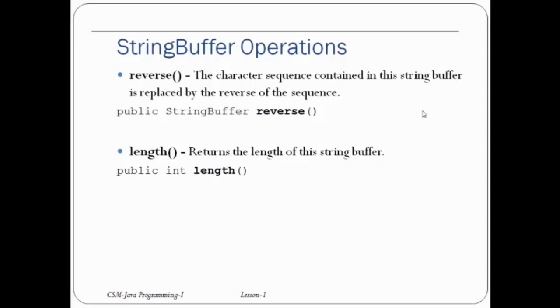Then we are having a reverse method. The character sequence contained in the string buffer is replaced by the reverse of the sequence. Public StringBuffer reverse. So here the reverse method will be reversing the characters in the string buffer. Then we are having a length method. It will just return the length of the string buffer.